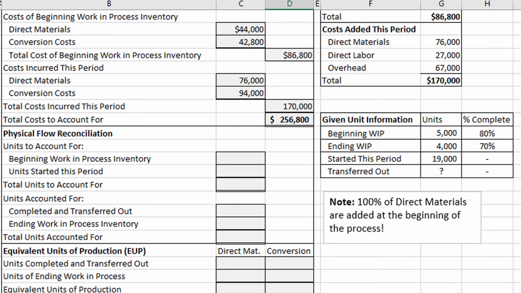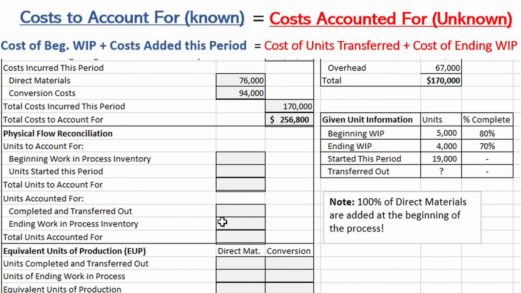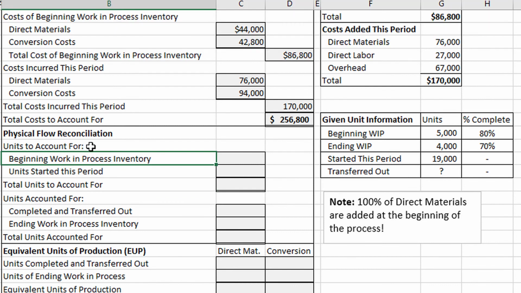For the physical flow reconciliation, we're basically just detailing out that formula we discussed earlier, but now applied specifically to units. So all the values we're going to fill in here are going to be related to units. Instead of the total costs to account for on the left-hand side of the equation, now we have the units to account for. And instead of the total costs accounted for on the right-hand side of the equation, we have the total units accounted for. But the terms inside each side of the equation are going to be the same, just applied to units. So first, let's start with the units to account for.